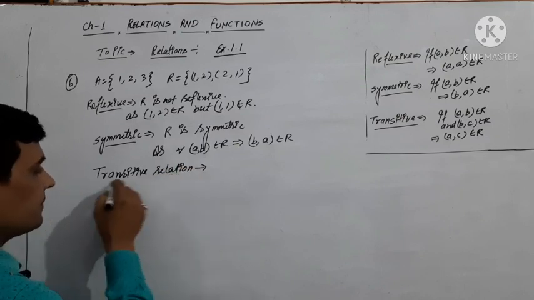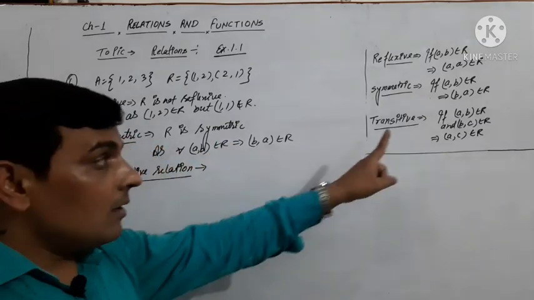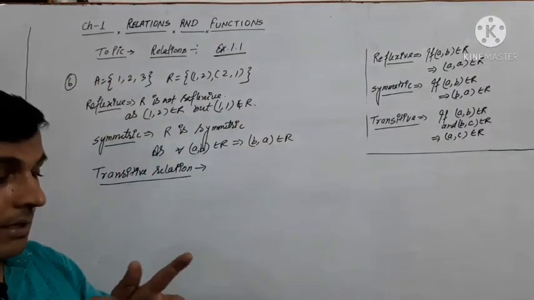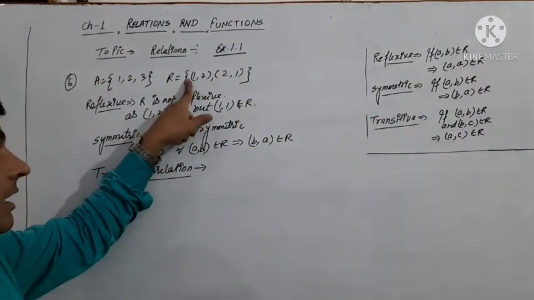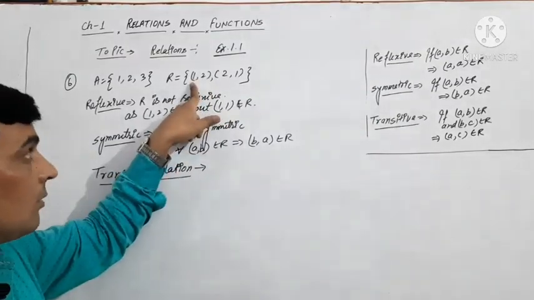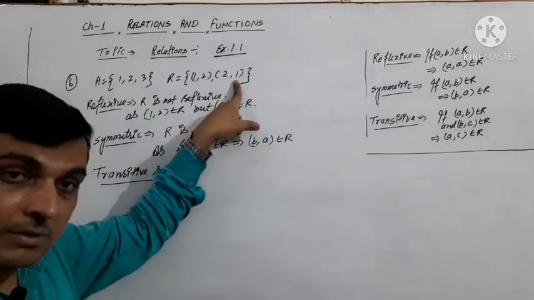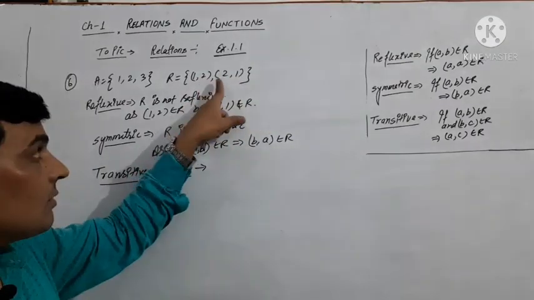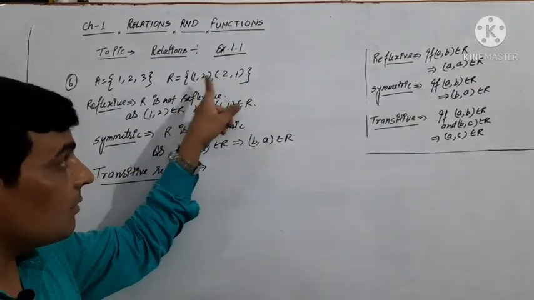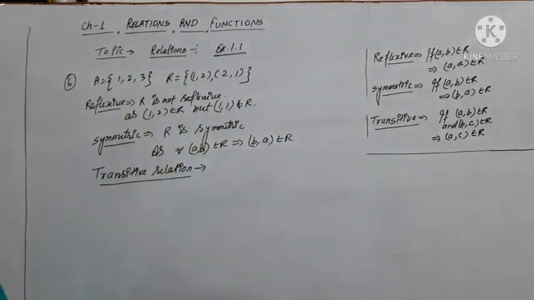Transitive relation. What is the transitive relation? If (a, b) belongs to R and (b, c) belongs to R, this should imply that (a, c) also belongs to R. Now we are checking the relation. (a, b) belongs to R, a is 1 and b is 2. Then (b, c) also belongs to R. (a, b) belongs to R, (b, c) belongs to R, but (a, c), that is (1, 1), does not belong to R. So relation R will not be transitive.